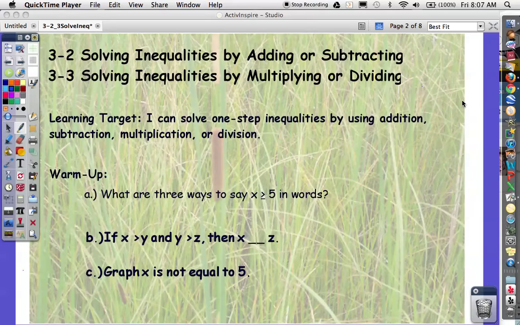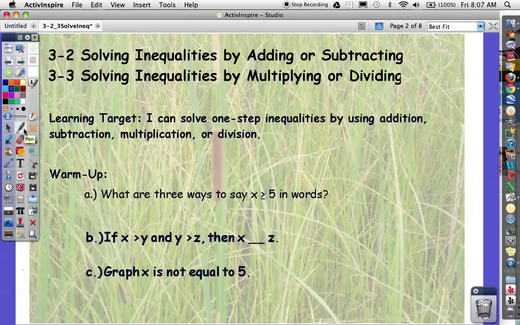Today we are going to talk about solving inequalities by adding or subtracting and solving inequalities by multiplying or dividing. So copy down your target for today. I can solve one-step inequalities by using addition, subtraction, multiplication, or division. Pause the video to copy this down and answer your 3 warm-up problems, and then you can click play when you're done.